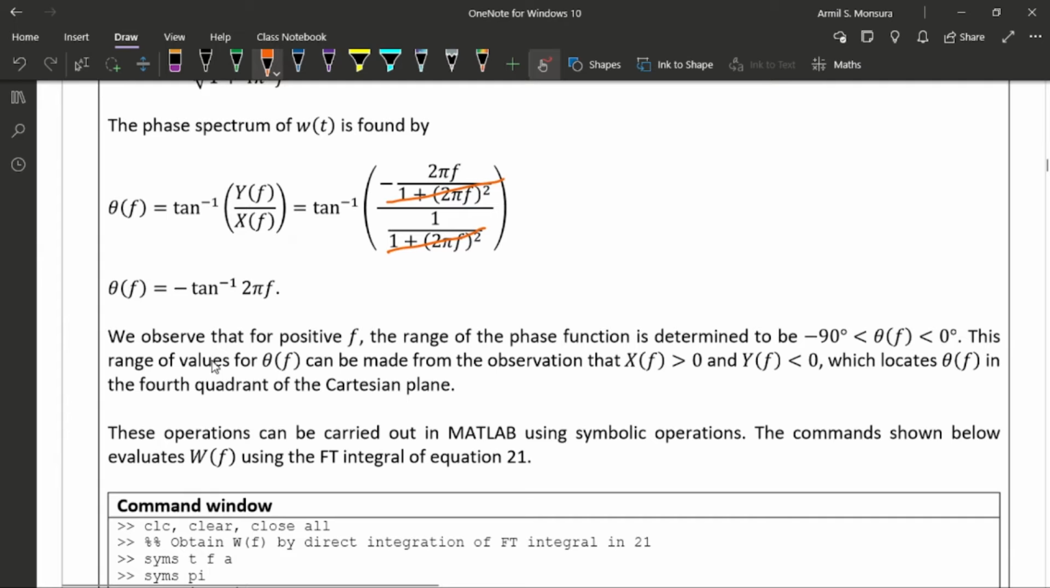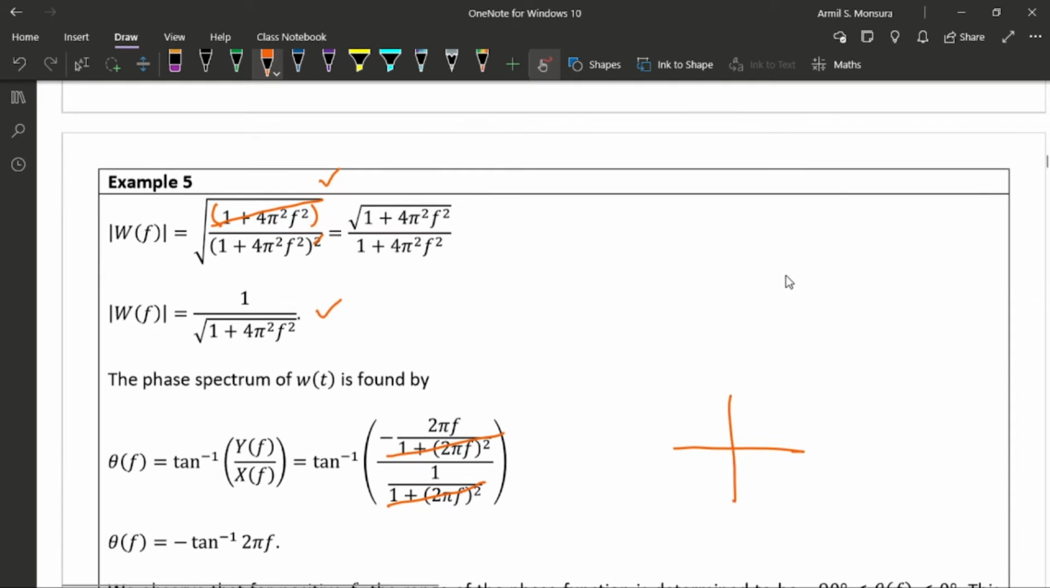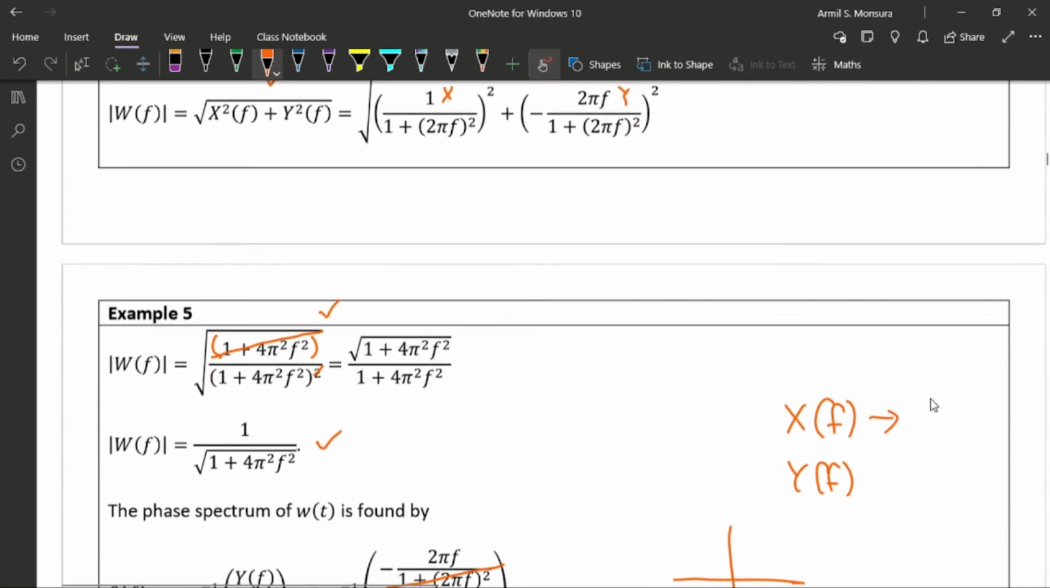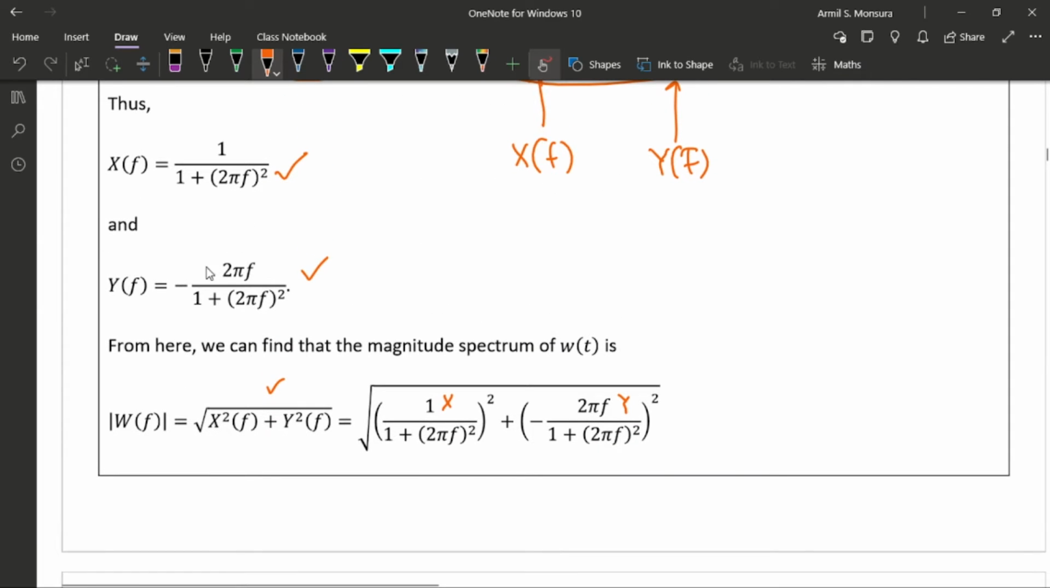So we observe that for positive f, the range of the phase function is determined to be negative 90 degrees to 0. How can we say that this is negative 90 degrees to 0? Take note that your x, your real component, is here positive, and negative for your y.